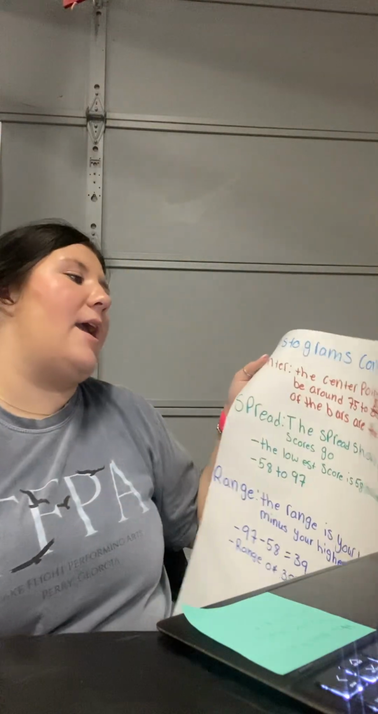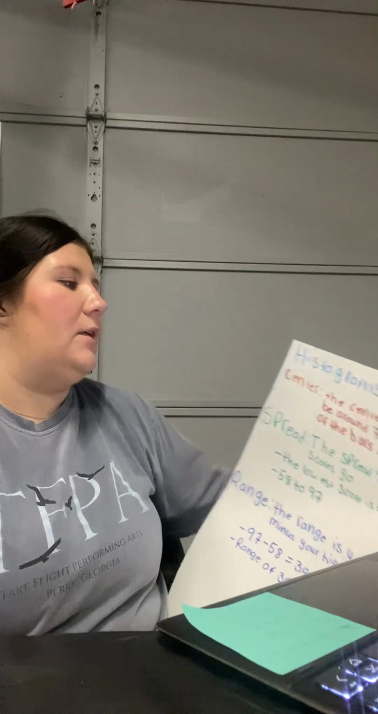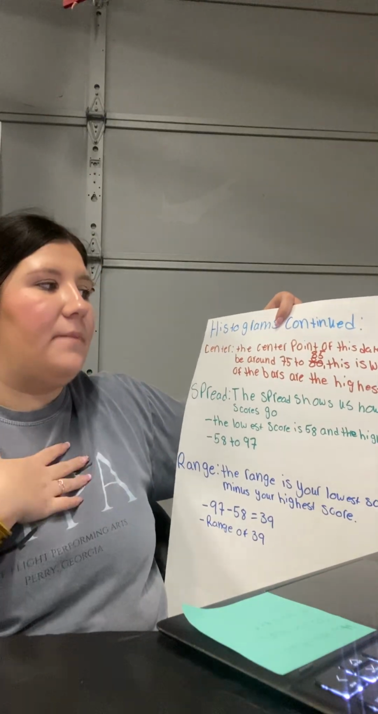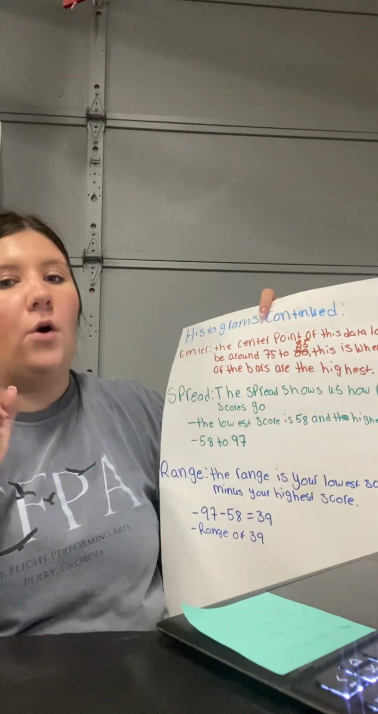Then after we finished this part and everybody has their histogram and can see it, we would move into the center, the spread and the range. The first thing we would talk about would be the center, and we would see that the center point of this data looks to be around 75 to 85, because this is where most of the bars are the highest. We would look at our histogram and see where the bars are the highest and go from there.